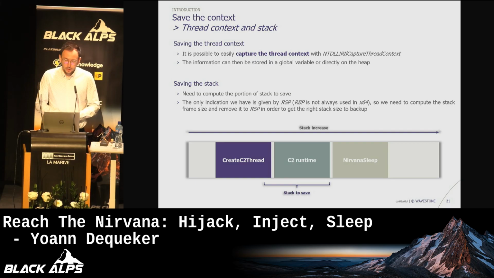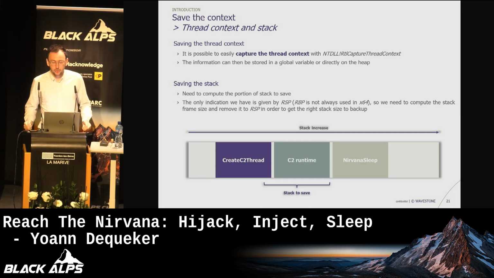So how can we do all this? The first thing, as I said, is to save the thread context. This can be done quite easily with RtlCaptureContext. So before killing your thread, you just call this function, you capture all your thread context, and you save it somewhere, on the stack or on the heap. So this is the easy part.